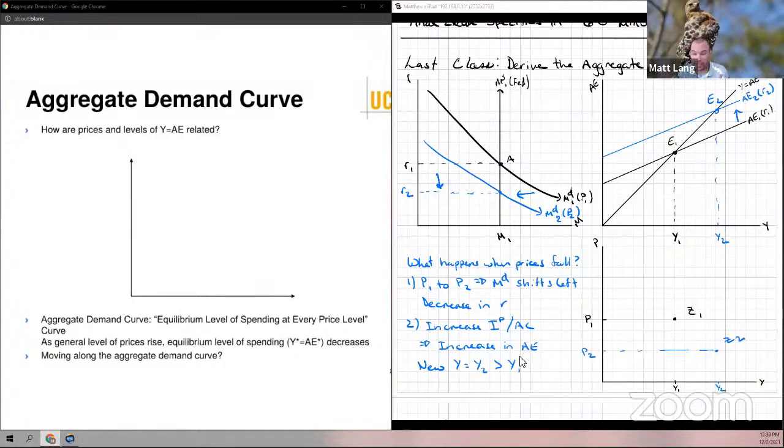So what we've done is we've taken all of that information from the first two graphs and said, we can just plot these points. Let's plot Z1: price 1, giving us interest rate 1, giving us AE1, giving us Y1. And then we've got price 2, R2, and I can put B right here for completeness, giving us this new equilibrium interest rate, giving us this new AE curve, giving us this new Y. Now we've got this new Y2, price 2 combination. So we can do that for every price level, and that's essentially what we did last class.